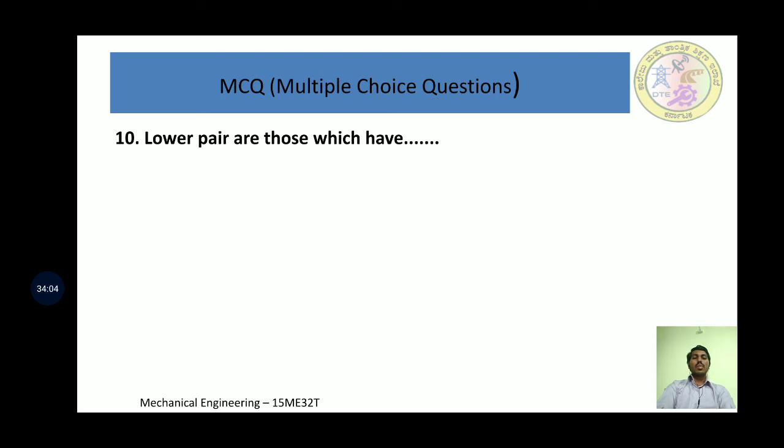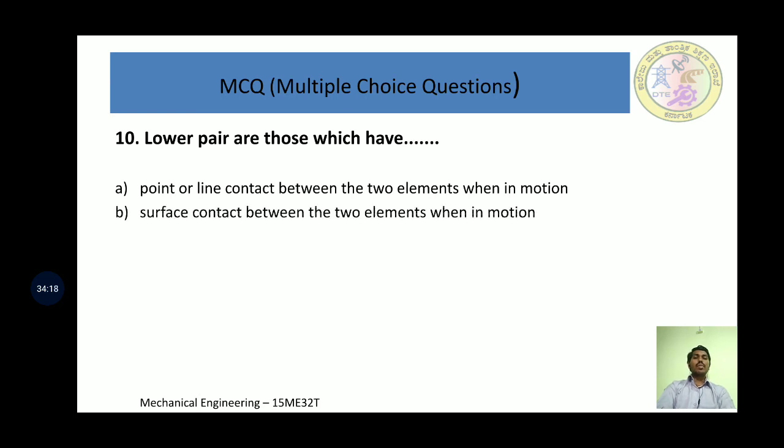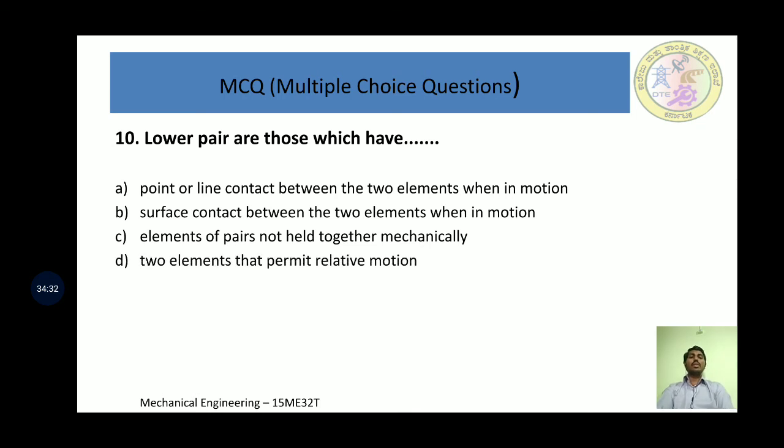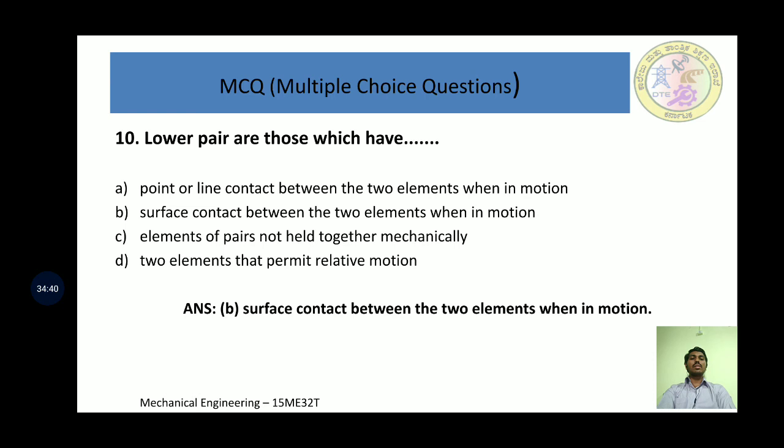Tenth one, lower pairs are those which have: A, point or line contact between two elements when in motion; B, surface contact between the two elements when in motion; C, elements of pairs not held together mechanically; D, two elements that perform relative motion. Correct answer is surface contact between two elements when in motion.